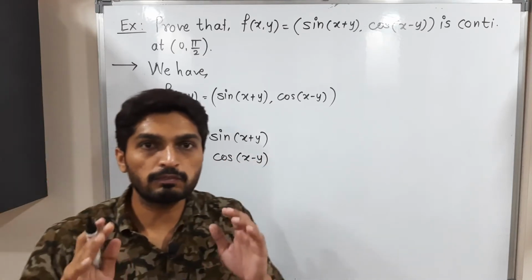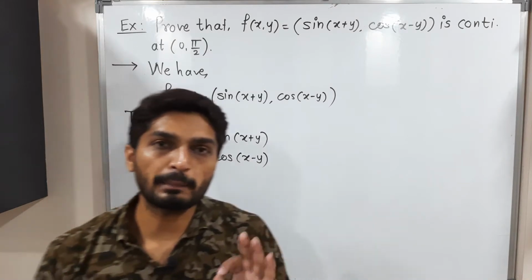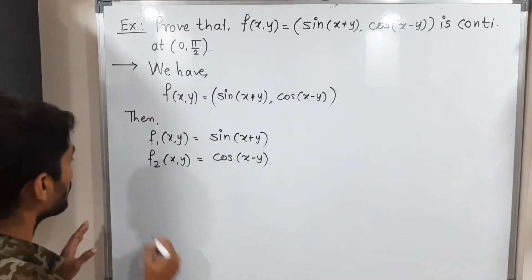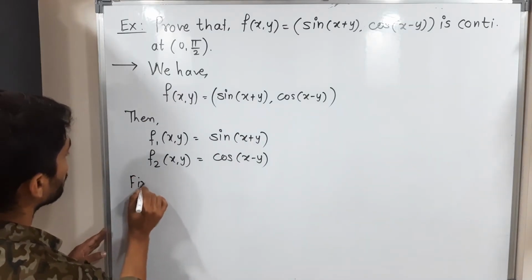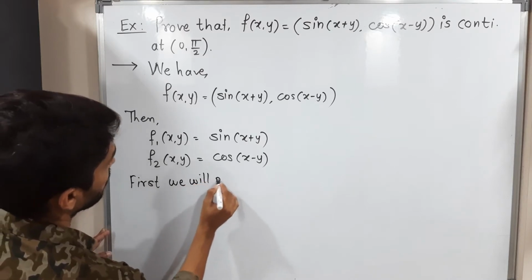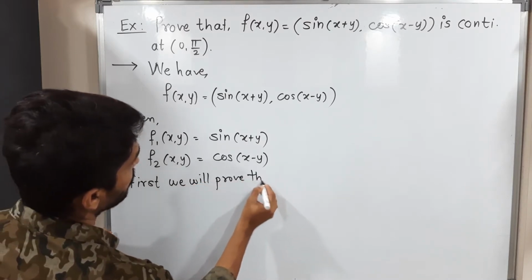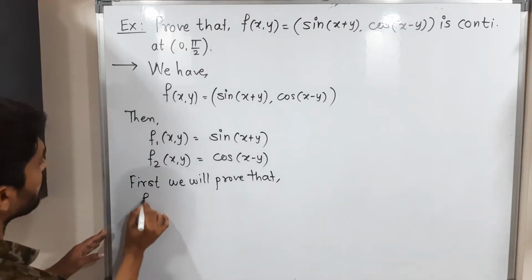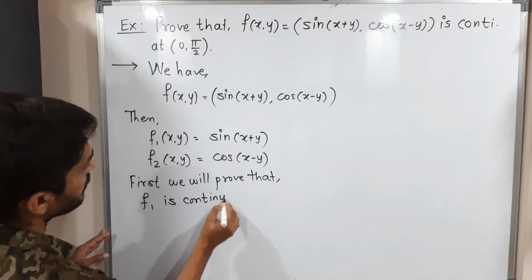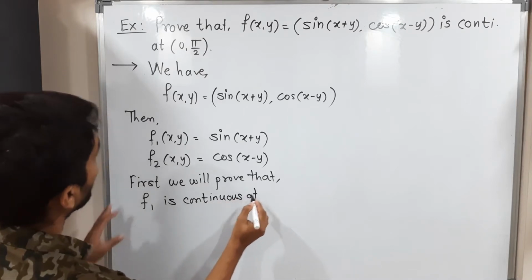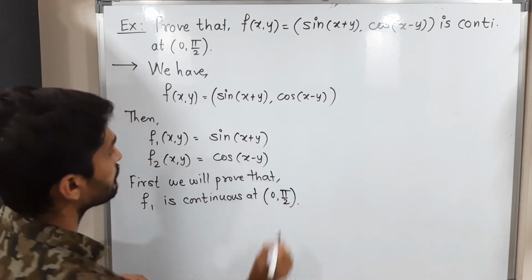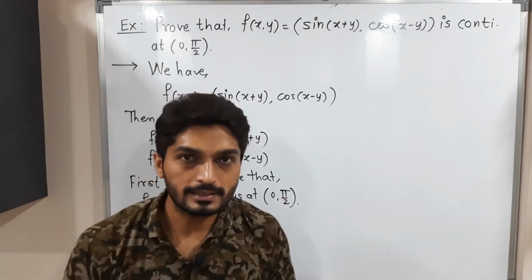So first of all, we will focus on F1. We will simply prove that F1 is continuous first, and then we'll go for F2. So we will prove that F1 is continuous at which point? At this point, (0, pi/2). So we'll prove that function F1 is continuous at (0, pi/2).